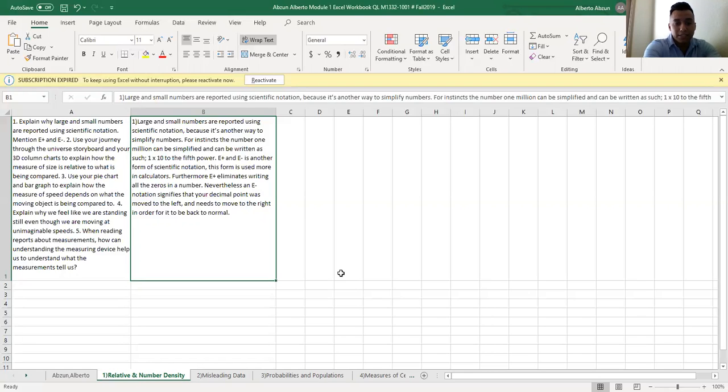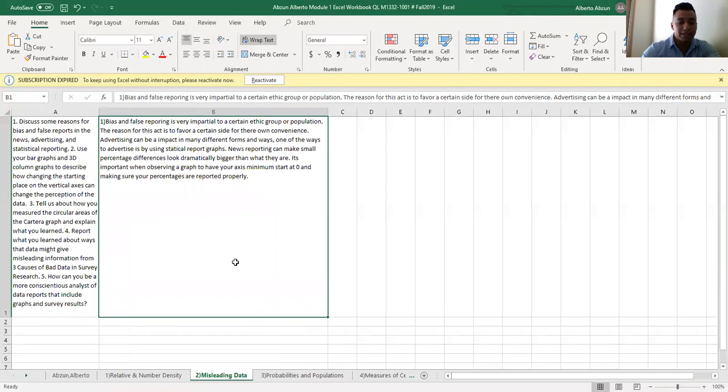So E plus and E minus is another form of scientific notation, but that form is used more in calculators. Like I mentioned, E plus eliminates writing all the zeros in a number, and E minus notation signifies that your decimal point was moved to the left and needs to move to the right in order for it to be back to normal.